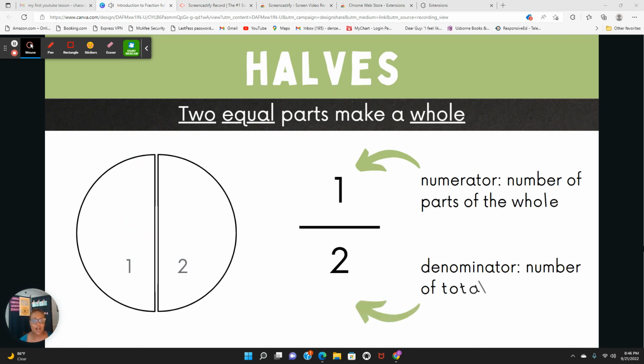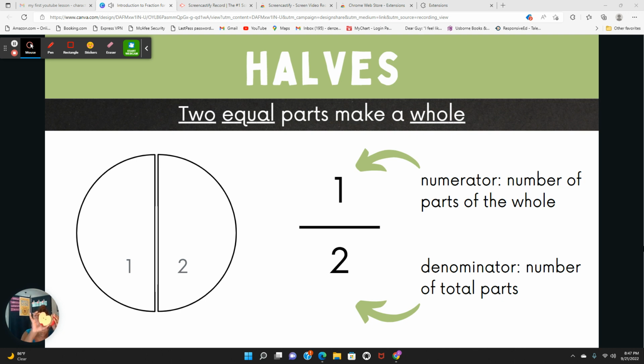Let's continue to talk about halves. Remember, there are two equal parts that make a whole. Remember our pizza slice. We just talked about how the number of parts of the whole is the numerator, and the denominator is the number of total parts. Let's look at our apple again. This is my whole apple. If I cut it down the middle in half, how many parts do I have? I have two equal parts. This is my denominator, my total parts that make up this whole apple. If I take one of those pieces to eat, then I have 1 out of 2 equal parts.